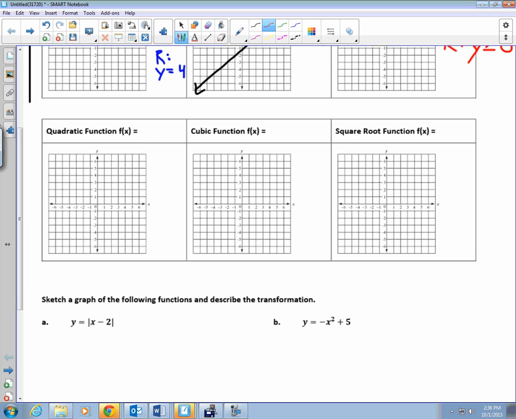All right. Quadratic functions, x squared. That looks like that. What do you think the domain is? All real numbers. You can plug any number in and square it. But the range, again, what kind of numbers don't you get out? Negative. So y has to be greater than or equal to 0.